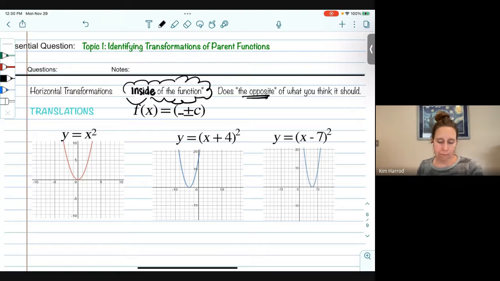Okay, so here are my 3 graphs. The red one on the left, the leftmost one, this one right here, that's the parent function y equals x squared. You're all familiar with a parabola. Okay, it's opening up.